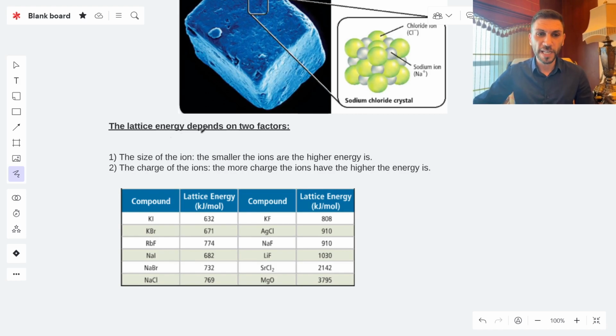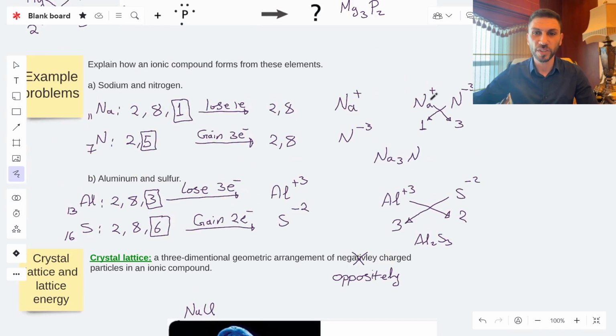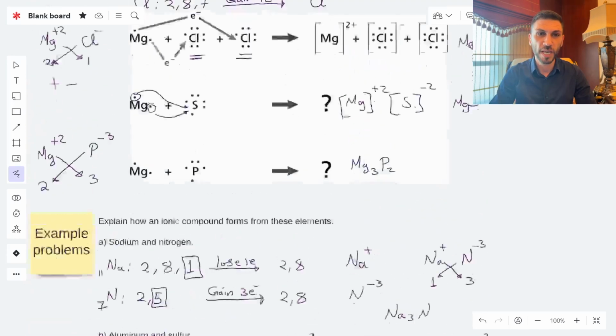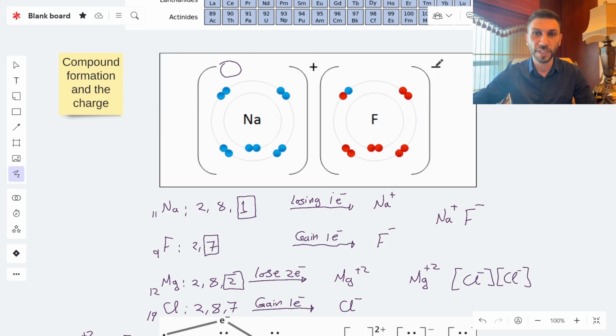Now, the crystal energy depends on two factors. The first factor is the size of the ions, and it means that the smaller the ions are, the higher the energy of the crystal is. As well as the charge of the ions. Some of the ions, as you see here, have positive 1 and negative 3, some of them positive 3 and negative 2. These ions have more charge than this ion. And from the first example here, NaF, we have only positive 1 and negative 1.